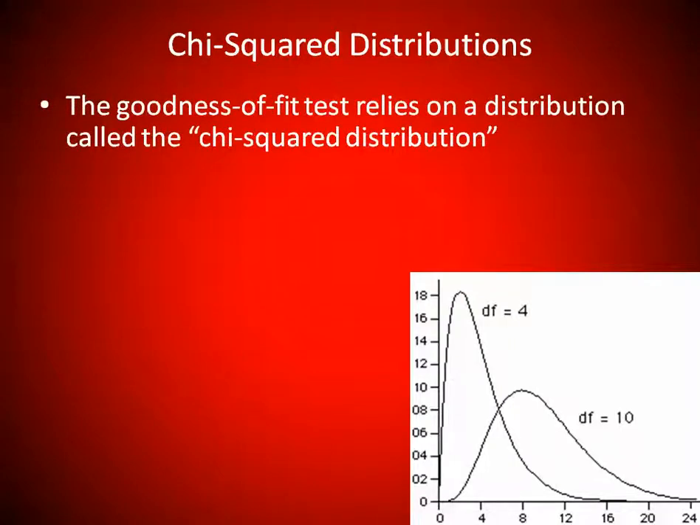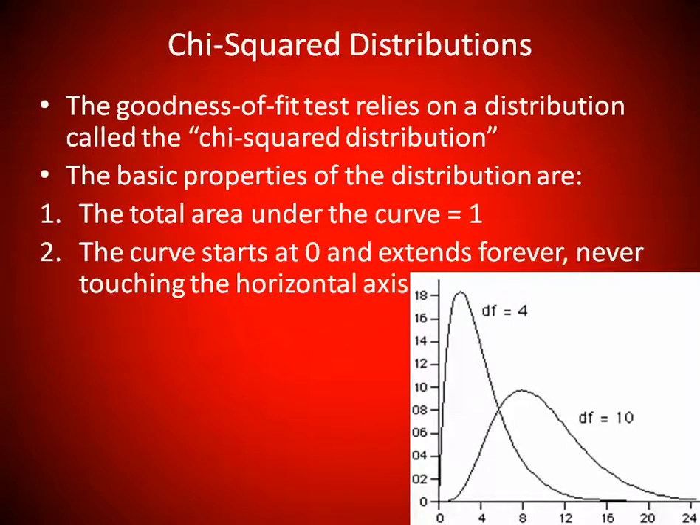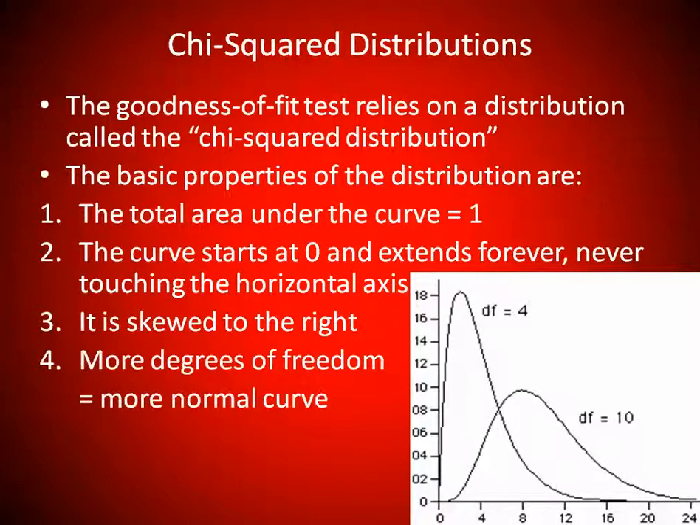The goodness of fit test relies on a distribution called the chi-squared distribution. The basic properties of this distribution are: 1. The total area under the curve equals 1. 2. The curve starts at 0 and extends forever, never touching the horizontal axis, but always approaching it. 3. It is skewed to the right. 4. More degrees of freedom makes it approach a normal curve.